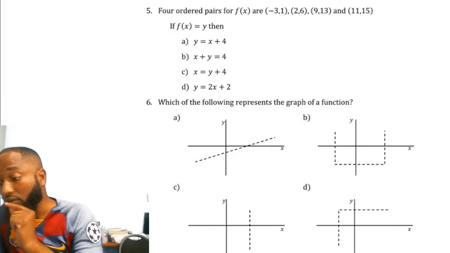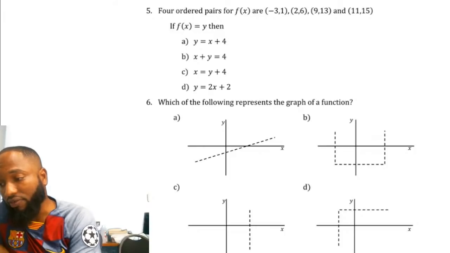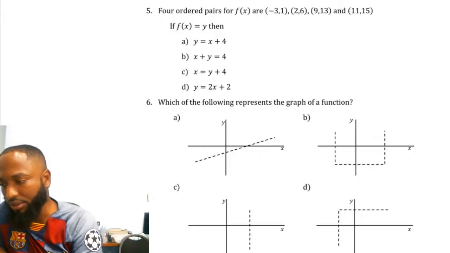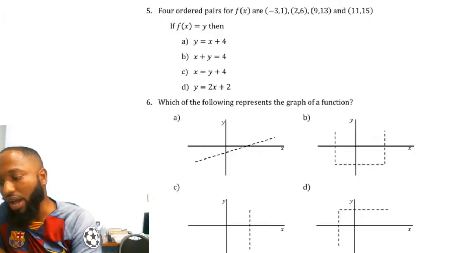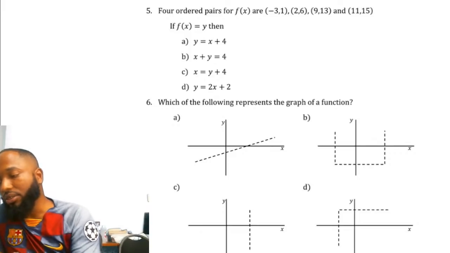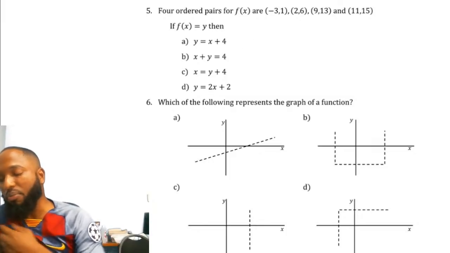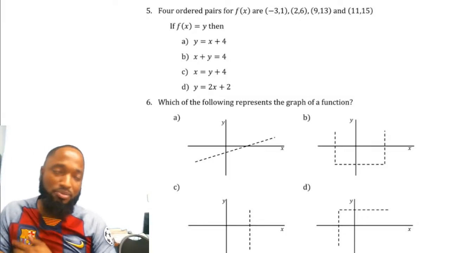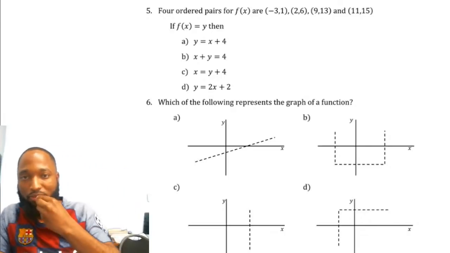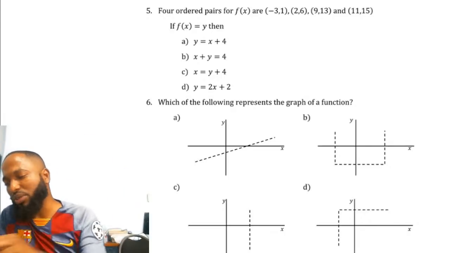Anyhow, forget that. For ordered pairs, if f of x is equal to y, then y is equal to... So basically, they're asking you to predict which equation is giving you this scenario. It's a kind of plug and play. Plug and play means you take the x number, plug it in, and see if you get the y number. Best way to do it.